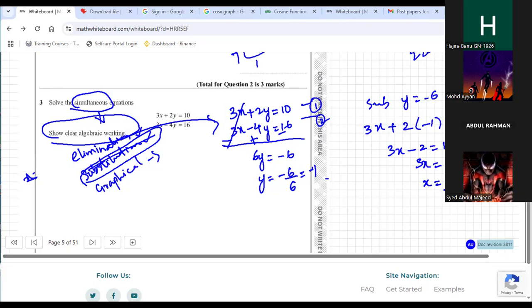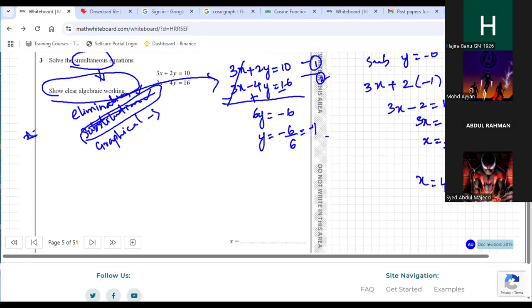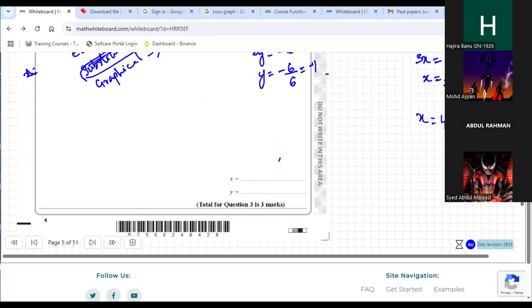Because this 3, we want x. 3 is in multiplication, it comes down for division. Minus 2 became plus 2. 3 ones are 3, 3 fours are 12, so the value of x is 4. So the solution, x we got as 4 and y we got as minus 1.